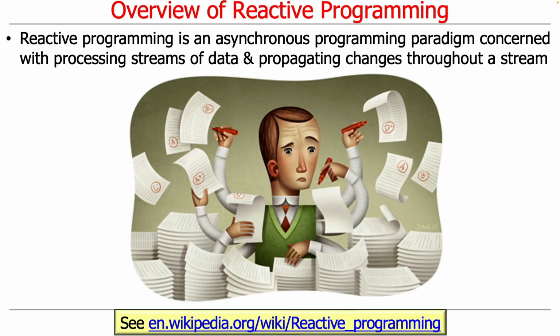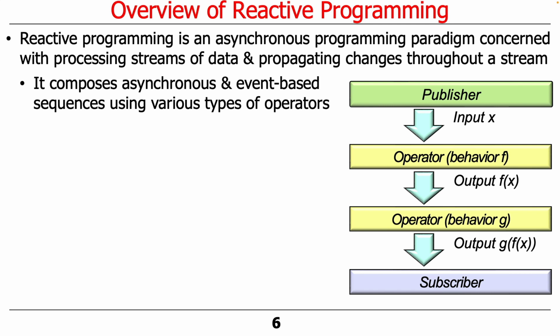So first of all, what is reactive programming? It's an asynchronous programming paradigm that's concerned with processing streams of data and propagating changes throughout the streams of data. And what it does is it composes things together in a manner very much like Java streams that you're familiar with, but it composes asynchronous and event-based sequences using various types of operators. And again, just like streams, these operators can transform and filter the data that flows between the various operators.